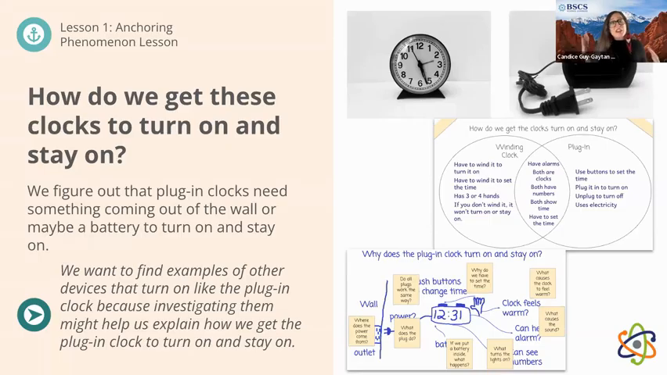And that is our anchoring phenomenon lesson. We make observations of a winding clock and a plug-in clock and compare what we think makes them turn on and stay on. We use our observations to develop a model of how the plug-in clock works and what makes it stay on so that we can continue to use it. We generated and organized our questions about how the clock turns on and stays on, and we brainstormed ideas for investigation. And we even figured out what to do next. We want to figure out and find other examples of devices that turn on, like the plug-in clock.